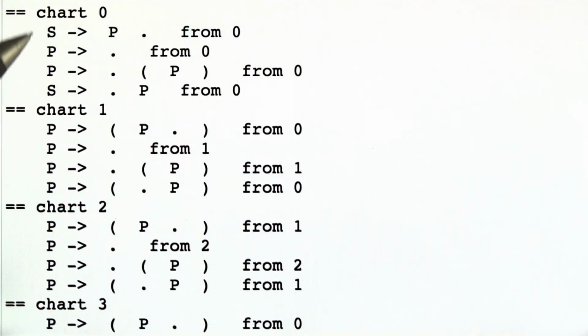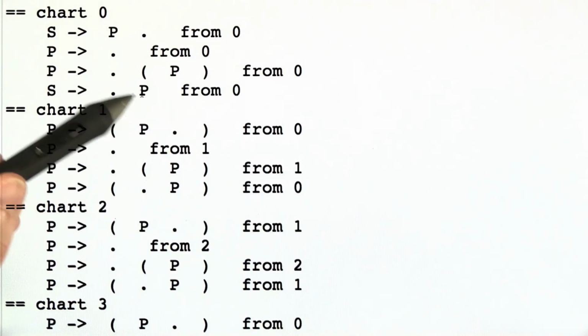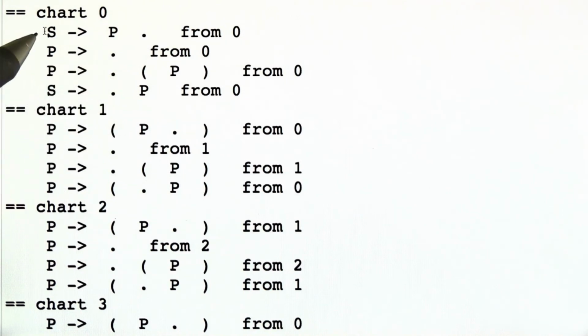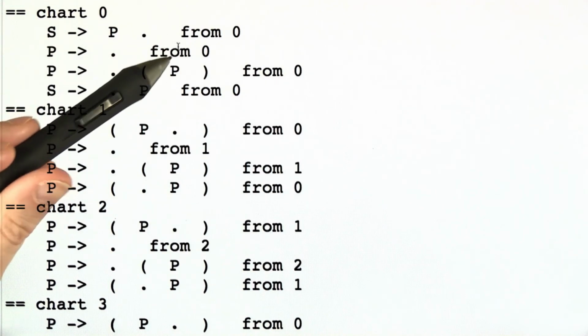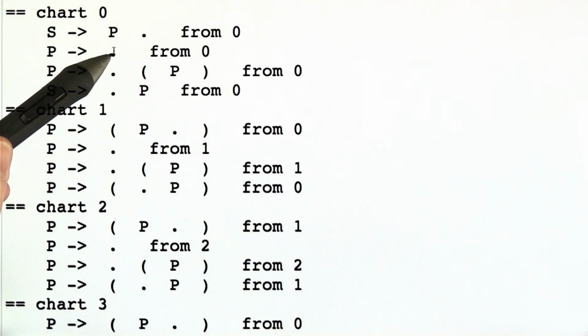Well, our output is quite voluminous. We see chart position 0, chart position 1, chart position 2. In fact, this was our starting state. S goes to dot P from 0. And then we brought in these other two from the closure. Good quiz question to ask yourself is, why do we have this one? S goes to P dot from 0. And my hint is, remember that P can go to nothing. So actually the empty string is accepted by this grammar.